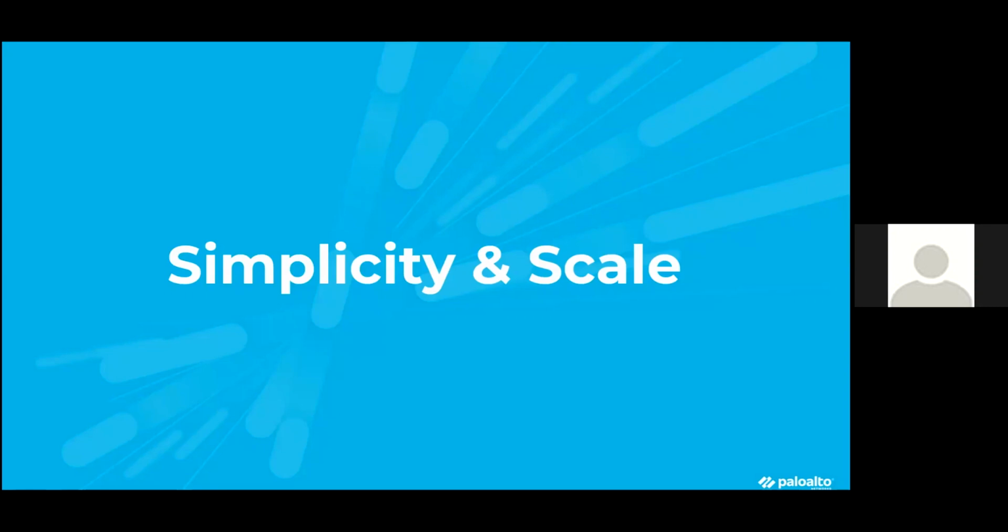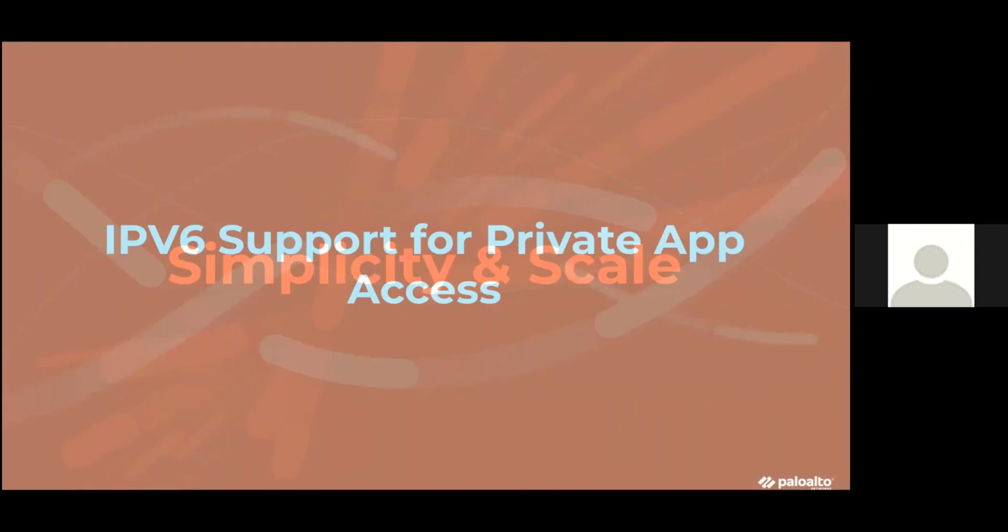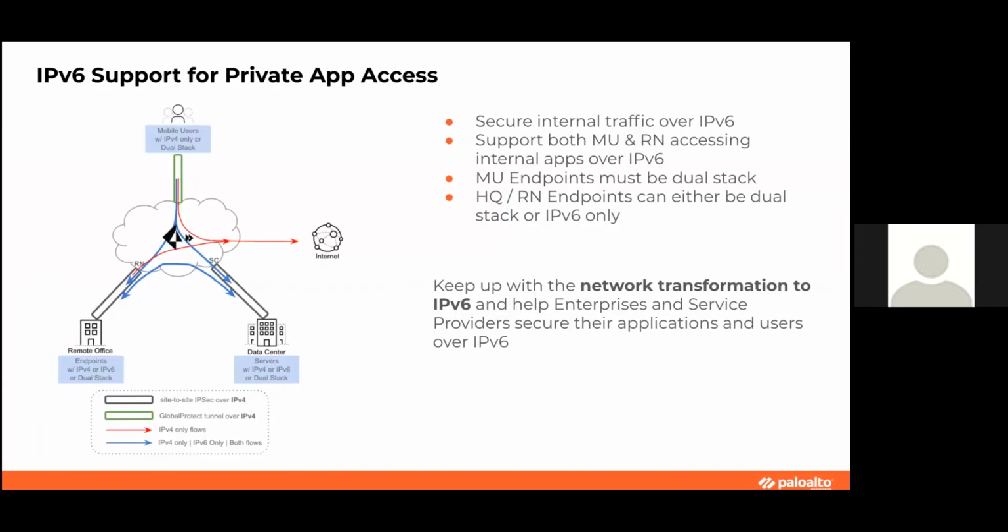Another section of the 2.2 features is simplicity and scale. IPv6 support for private app access. Prisma Access will support private app access over IPsec for dual stack mobile users, and single and dual stack endpoints at branch offices. This feature will help if you are moving to a modern network that leverages IPv6. Prisma Access will allow you to specify IPv6 addresses in components such as infrastructure subnet, mobile users IP address pools, and BGP peers.